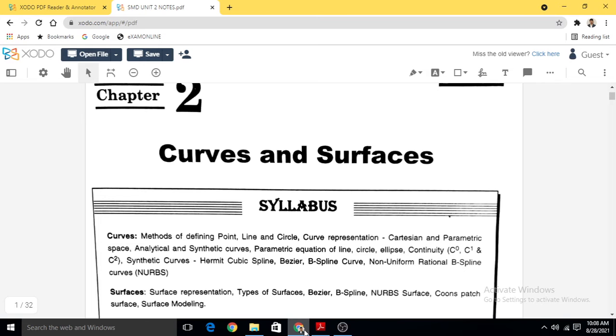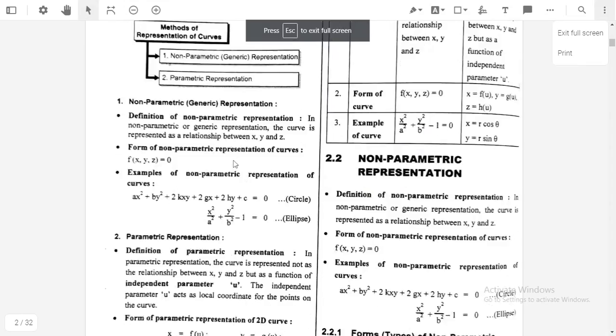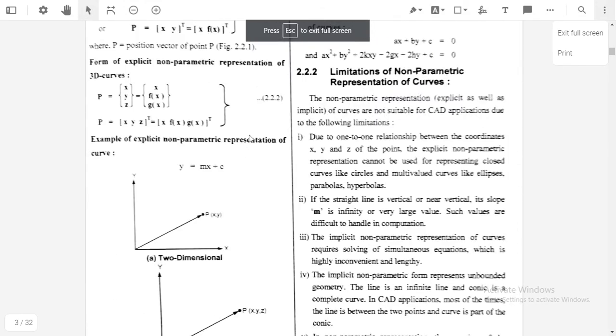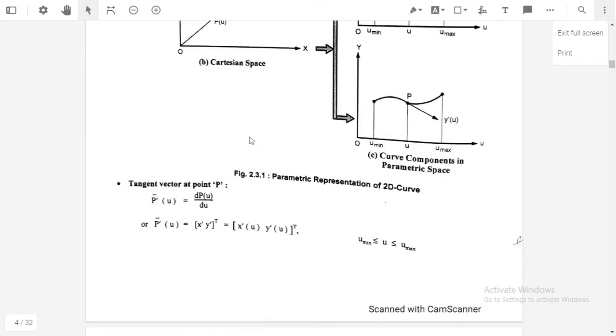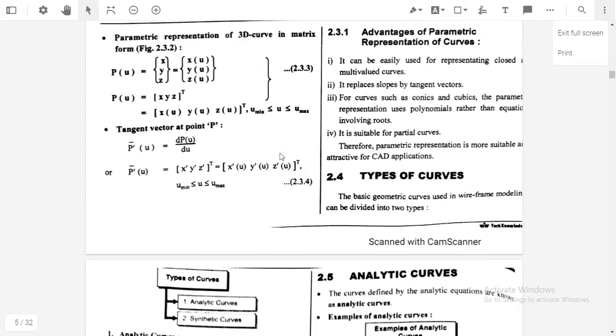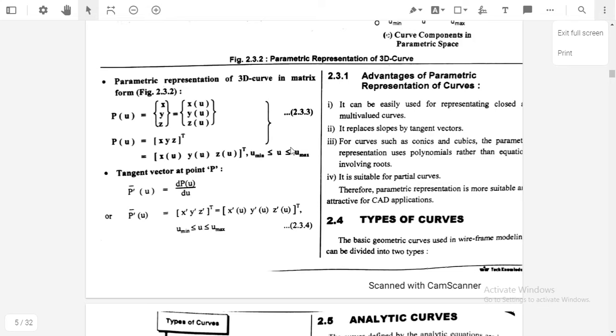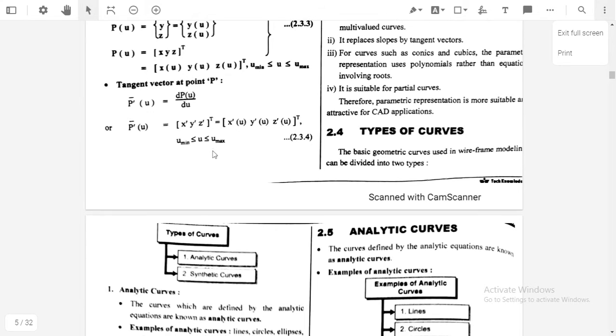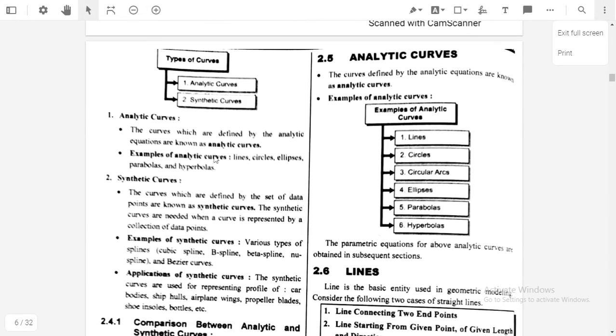Hello student, in today's session we will start the next part of our unit 2, that is the types of the curve. We will discuss what the different types of curves are, how these curves are classified and how they are represented in different ways.